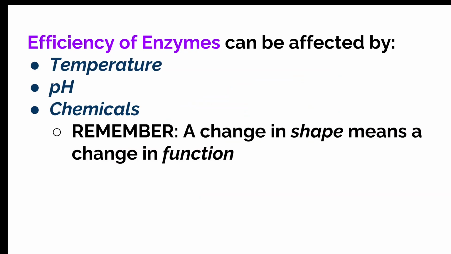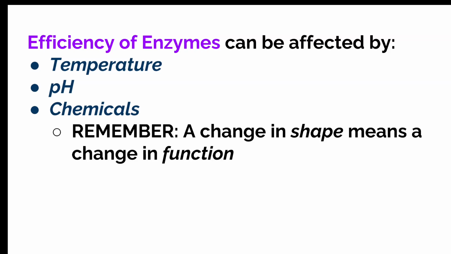Okay, so let's talk about the efficiency of enzymes. How can we improve the efficiency of these enzymes? If we're considering these enzymes to be kind of like the workers of the cell, like the workers of an assembly line, how can we improve the efficiency, or what are some ways that we can decrease efficiency, or some things that we need to be careful of so that we don't decrease the efficiency? Well, it can be affected by these three major things. We've talked about these things briefly before. Temperature and pH are definitely ways that we can change the efficiency of enzymes. But also we can do it with chemicals.